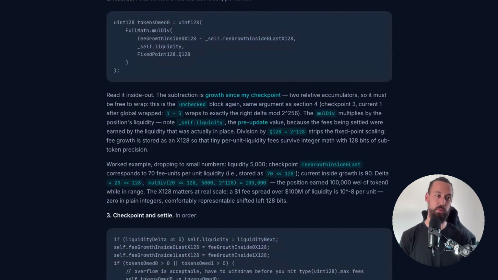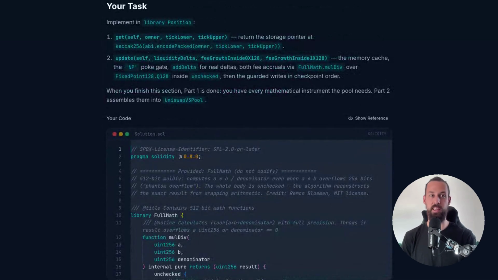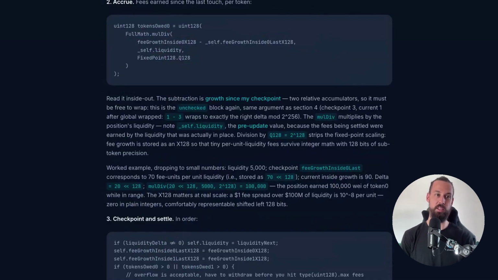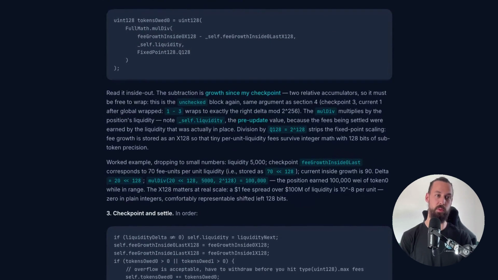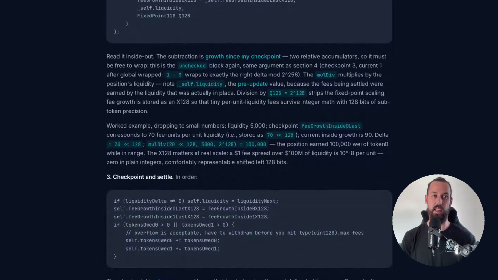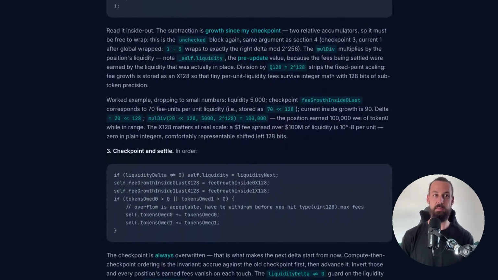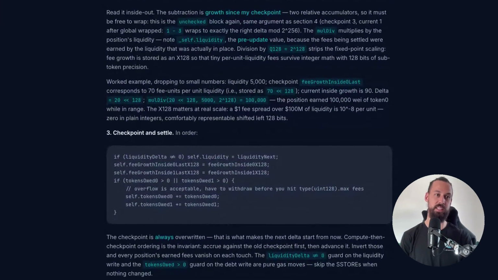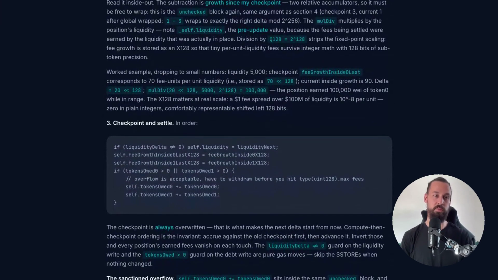What the require actually stops is a poke on a position that doesn't exist succeeding quietly, writing checkpoint storage for a position with no liquidity, and letting a call with the wrong owner or the wrong range return as if it had done something. It makes non-existent positions unrepresentable in the fee flow. Touching one fails loudly.